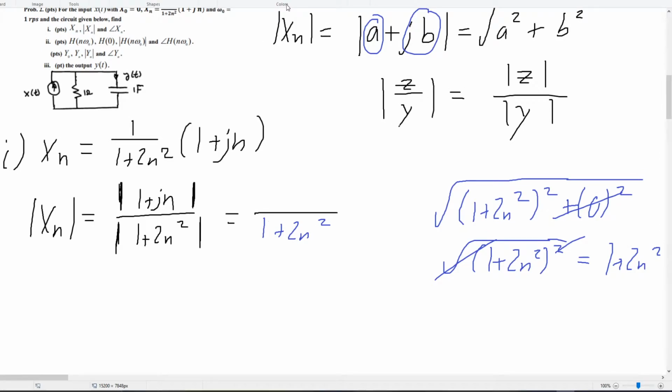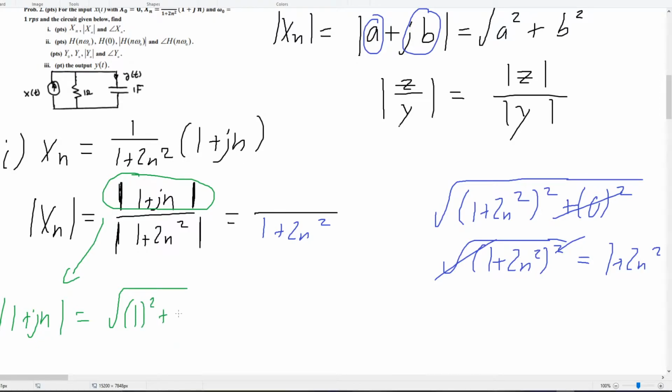So let's do this in green. We're taking the absolute value of 1 plus jn. All right. So we have a real part and we have an imaginary part. So this is equal to 1 squared. Oh, there's a fire truck outside. Hopefully that doesn't get in the video, but anyway.